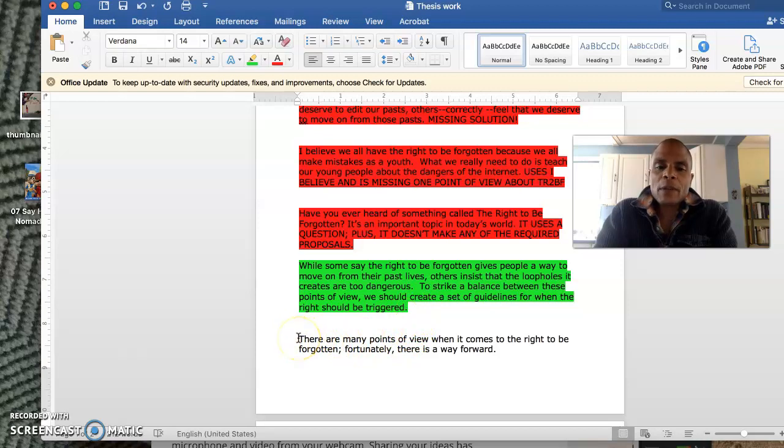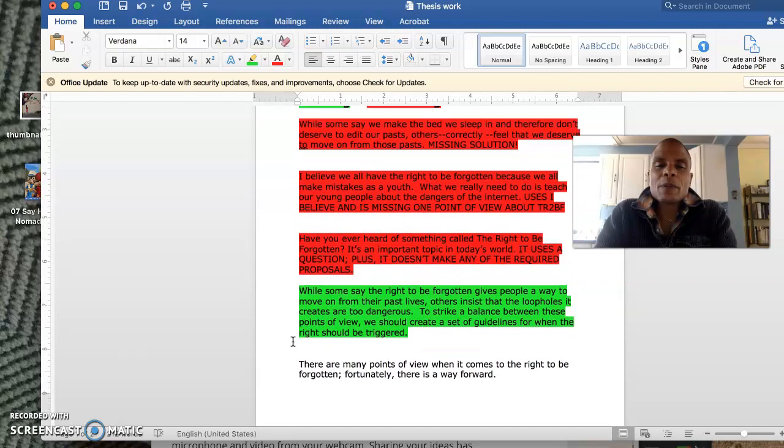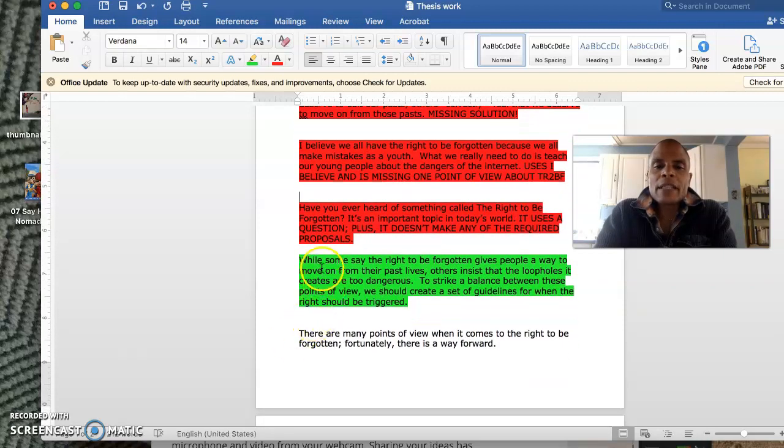Okay, and here's one last one that I want to talk about. There are many points of view when it comes to the right to be forgotten. Fortunately, there is a way forward. So I'm curious about what you think about this one. Okay, I'm guessing that many people feel like this one doesn't work. It doesn't make specific points of view. It doesn't tell about two specific points of view. It just says there are many points of view. And it doesn't give a specific solution. It just says there is a way forward.